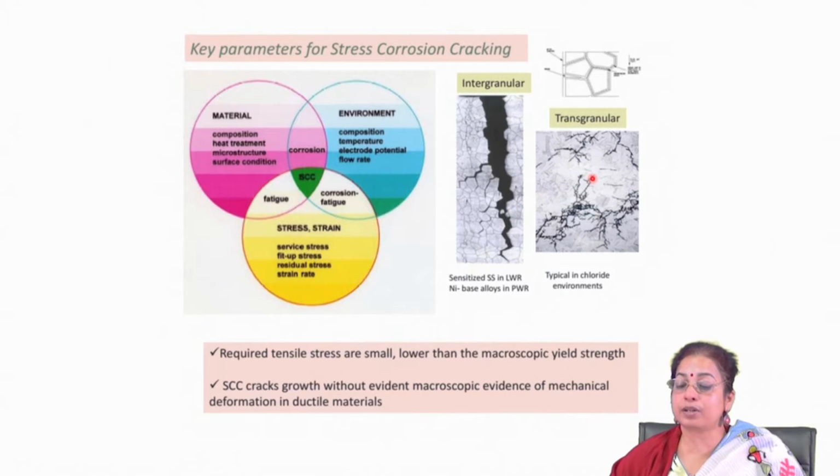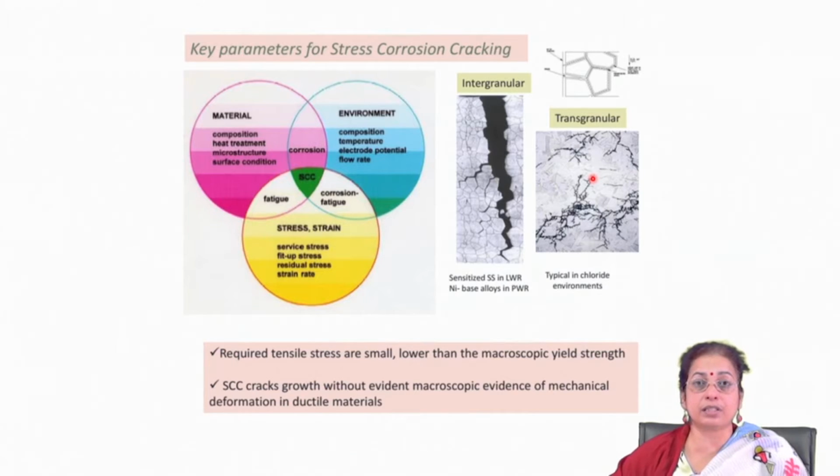This is the transgranular fashion, where the chloride environment is responsible. The transgranular fashion can also proceed because of the presence of a lot of porosities or breaching of the film in different regions, not necessarily along the grain boundary regions. So, though it usually proceeds through intergranular fashion, it can also proceed through this transgranular fashion. But overall, the mode of failure is brittle failure.